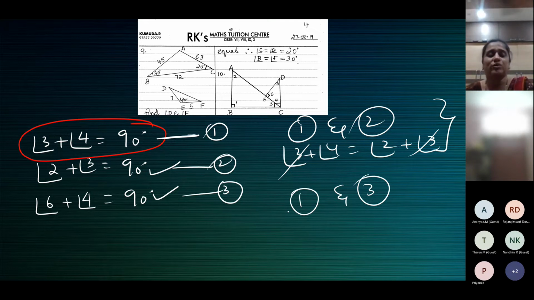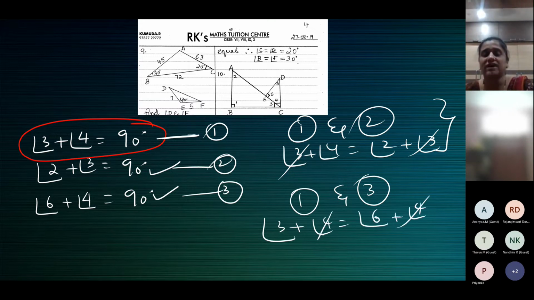When you compare 1 and 3, what do you get? Angle 3 plus 4 is equal to angle 6 plus 4. So 4 and 4 get cancelled. You get angle 6 is equal to angle 3.